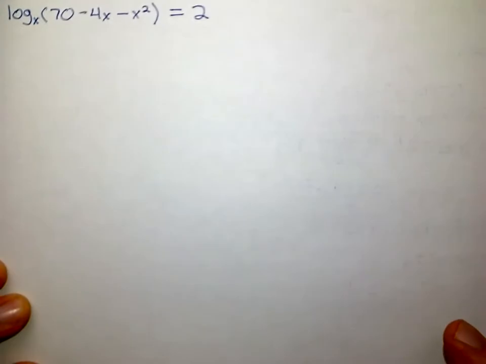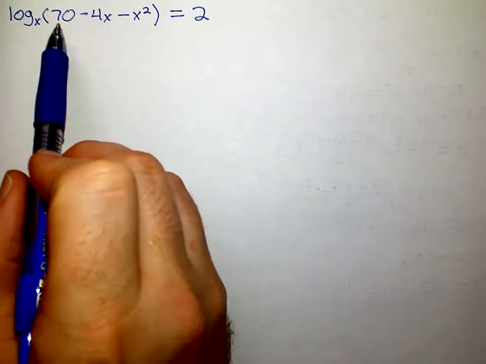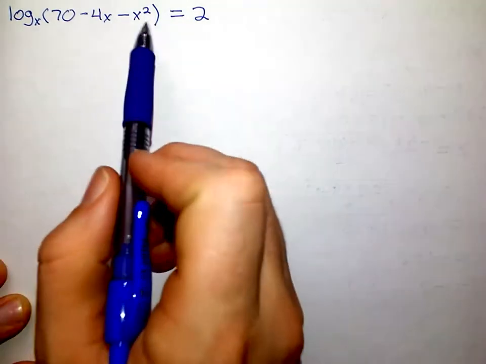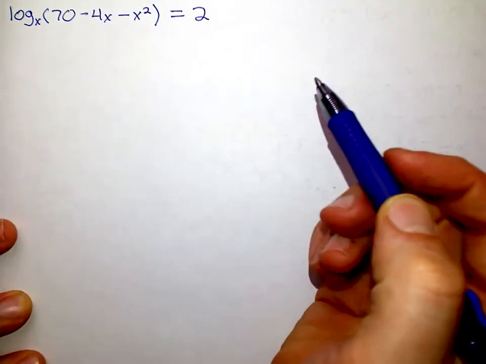All right, so for this problem, we're given the equation log base x of (70 minus 4x minus x squared) is equal to 2. And we're asked to solve it.